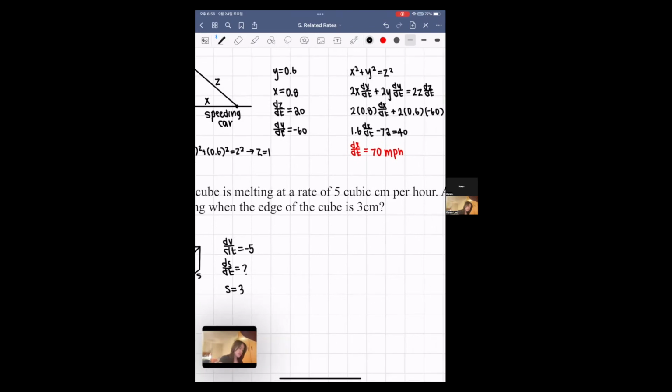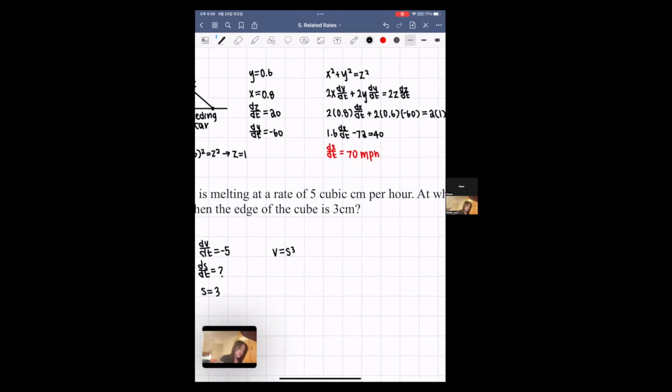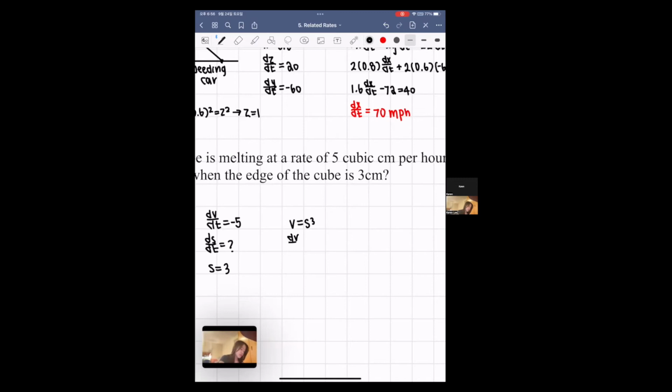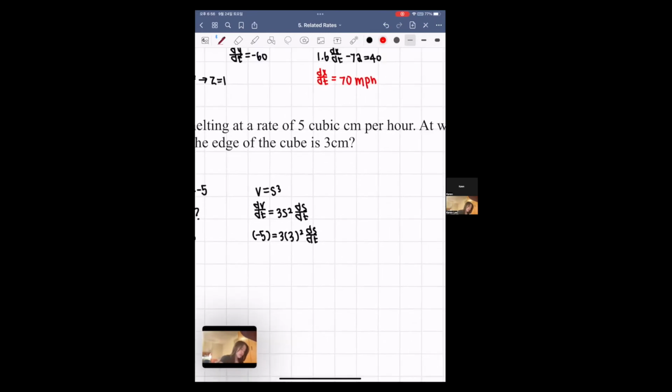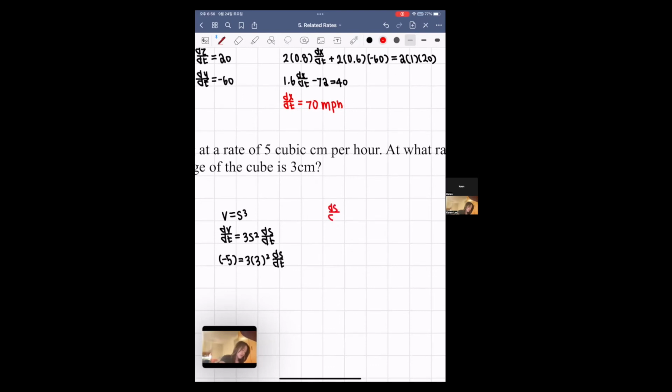So volume is side cubed, so we differentiate. And then we plug the known values in. Let's see, which yields the answer ds dt equals negative 5 over 27 centimeters per hour. So that's the answer.